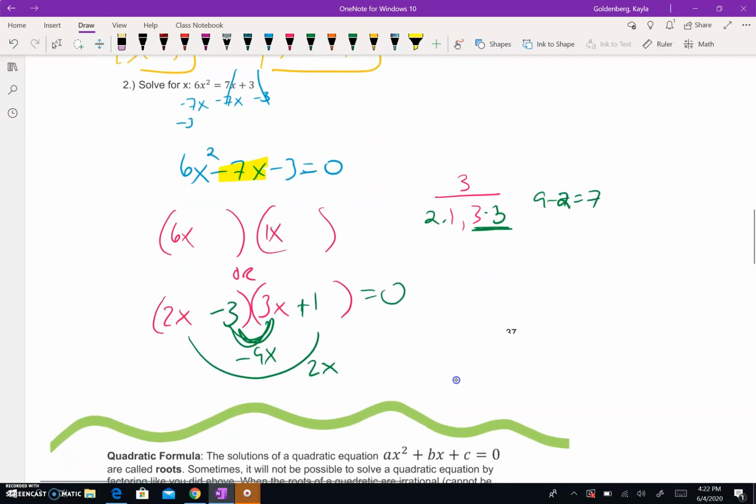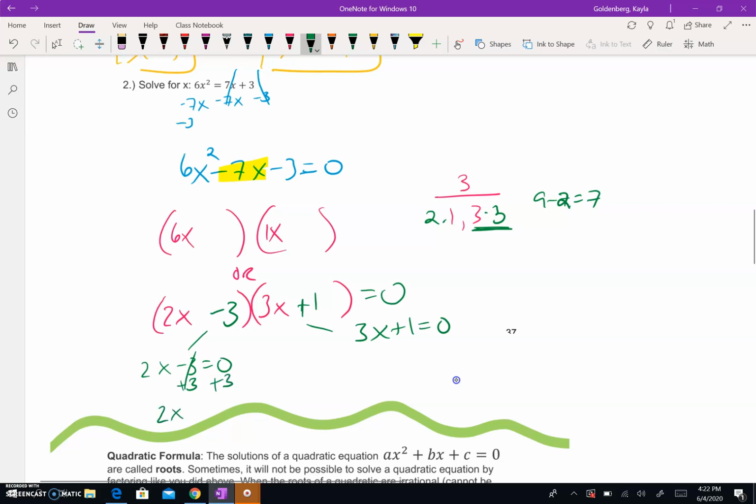So solving for x means I now have to take each of these pieces and say, okay, when would 2x minus 3 make it 0? When would 3x plus 1 make it 0? And this one, you have to do it a little bit more algebraically. The last one, you might have been able to kind of eyeball the answer.